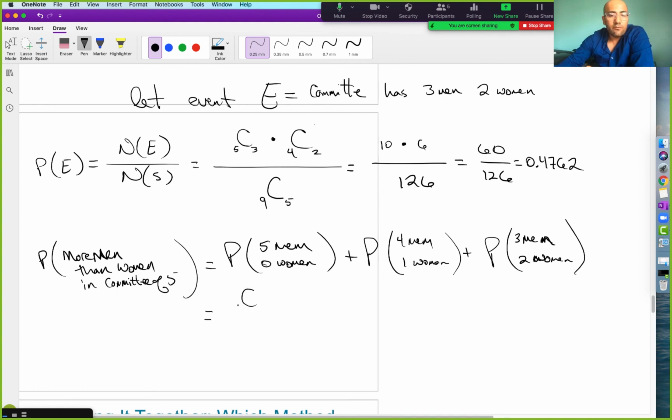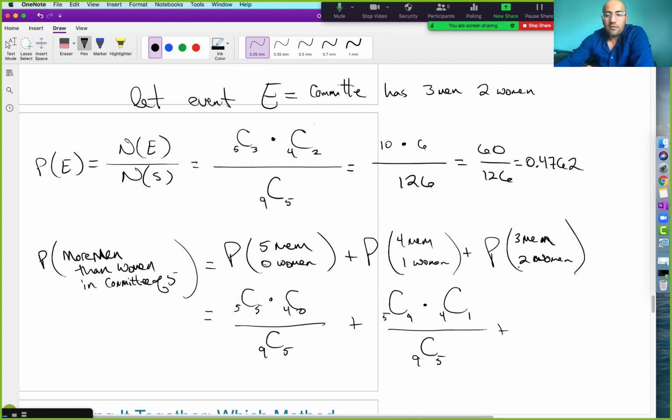This is going to be equal to the number of ways in which we can choose 5 out of 5 men times 0 out of the 4 women, divided by the number of combinations of 9 choose 5, plus this guy, which is the number of ways in which we can choose 4 out of the 5 men, times the number of ways in which we can choose 1 out of the 4 women, divided by 9 choose 5, plus this, which is the number of ways in which we can choose 3 out of the 5 men, times the number of ways in which we can choose 2 out of the 4 women, divided by 9 choose 5. Good. I gotta make a little bit of space here.